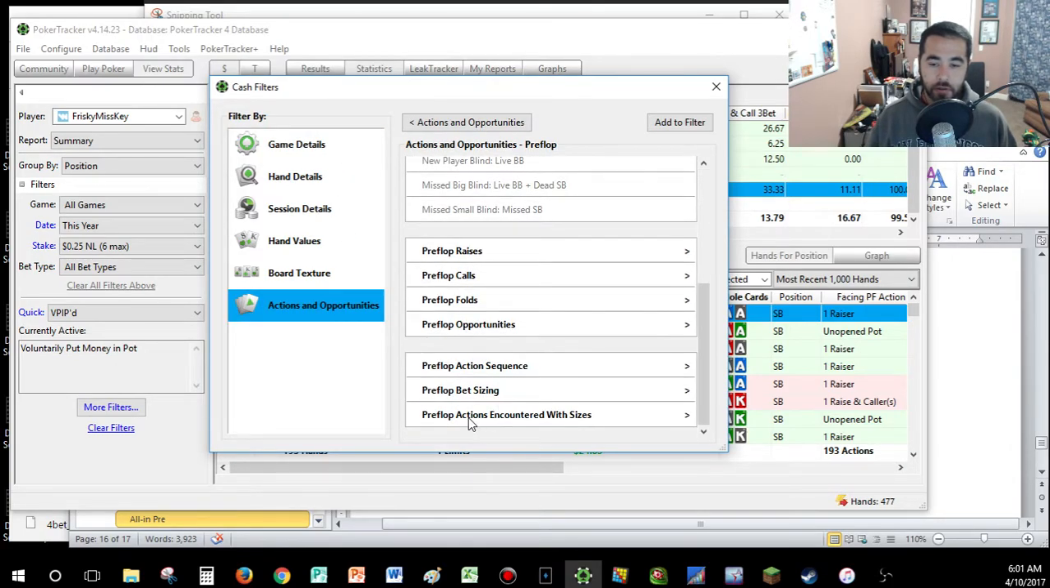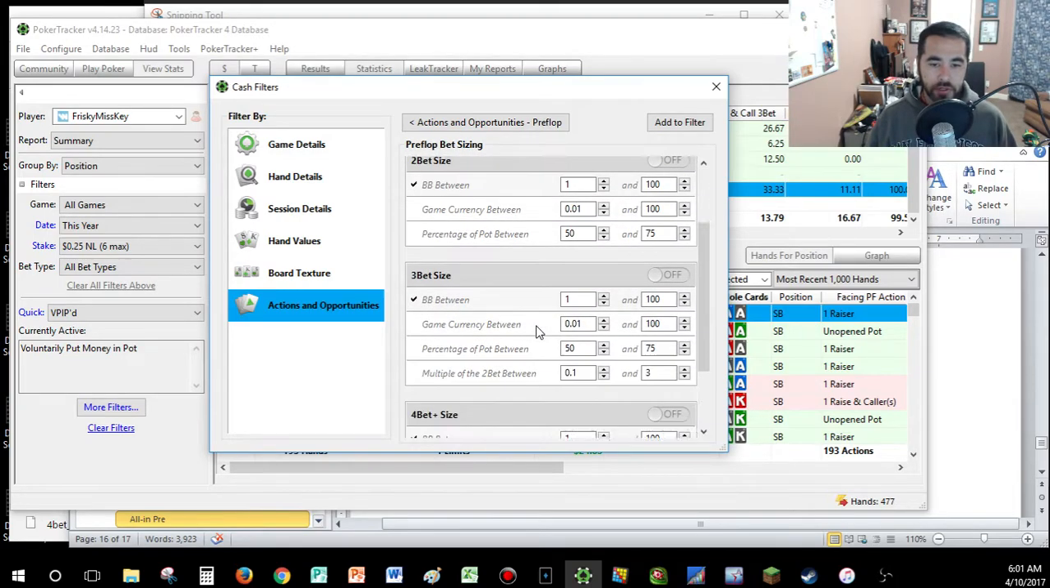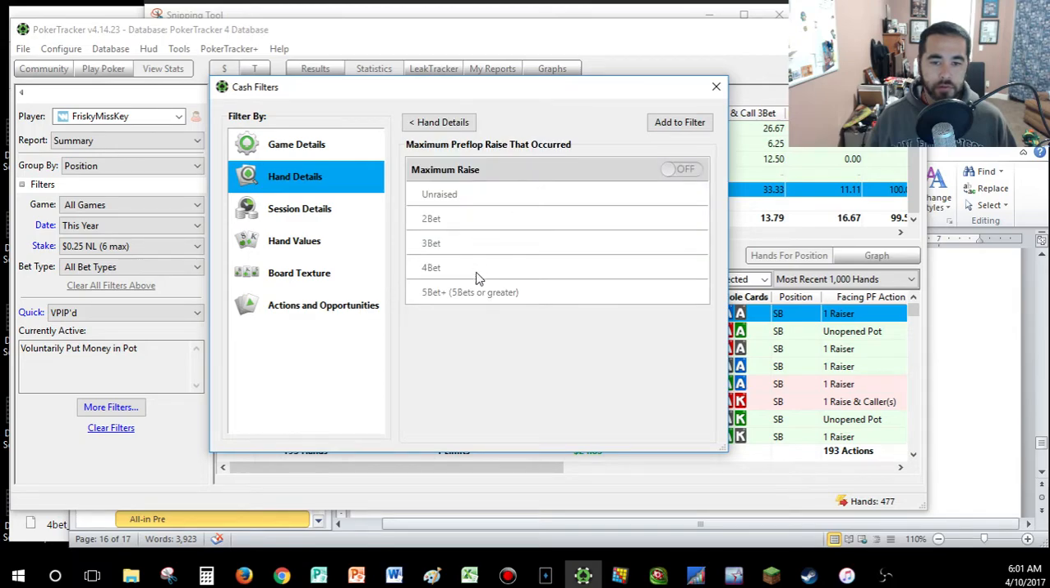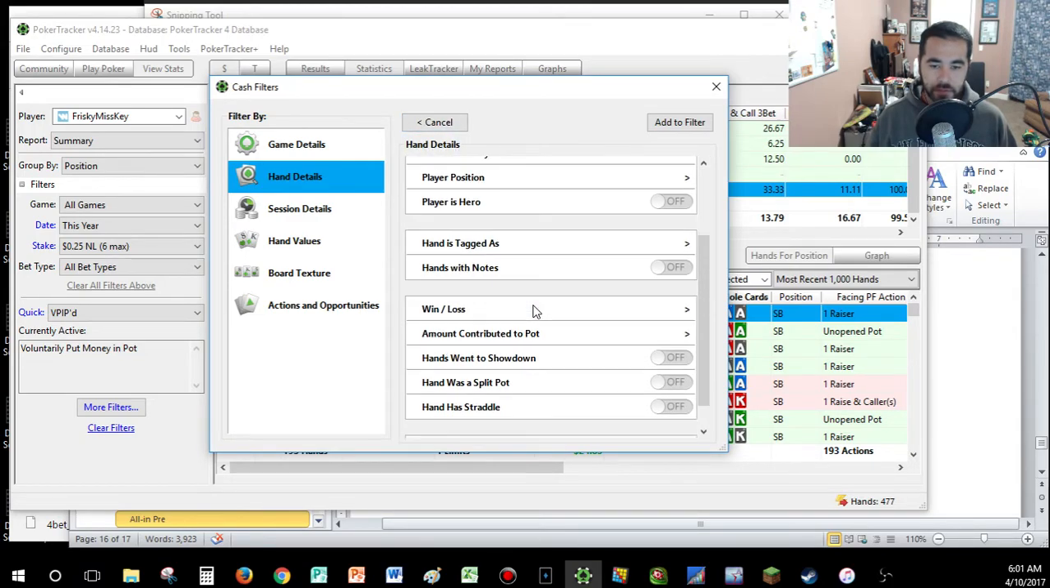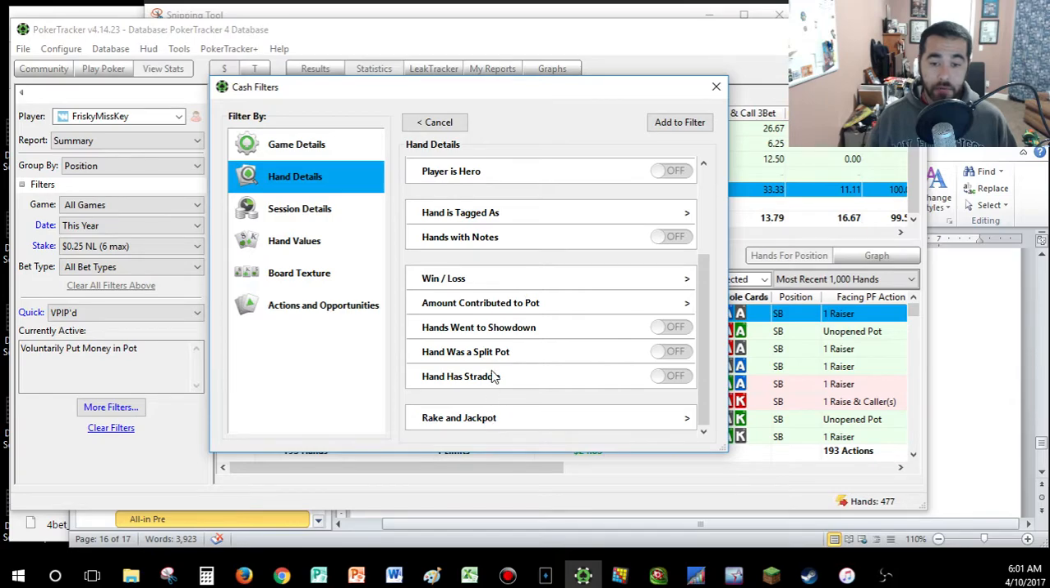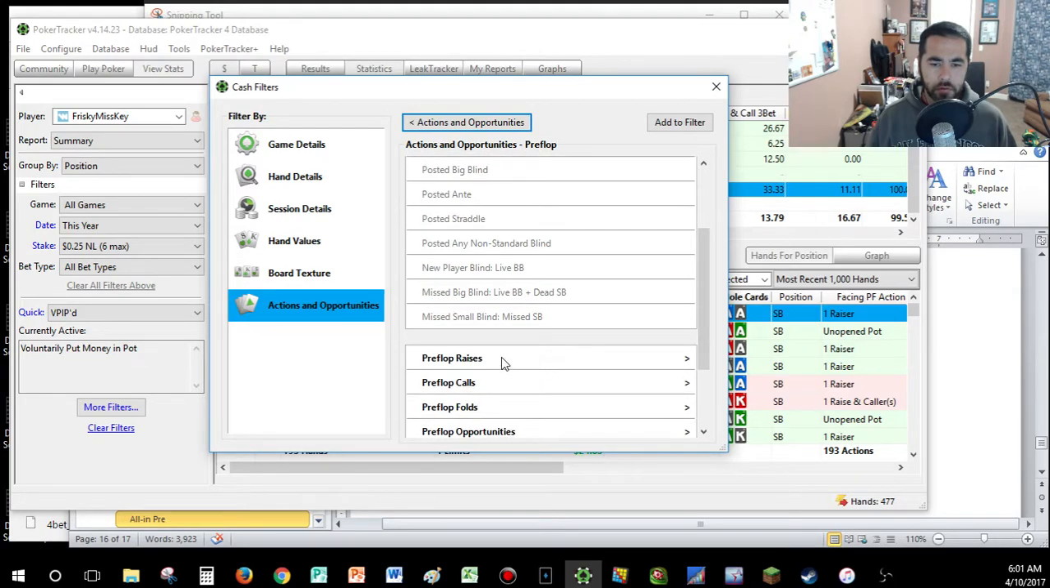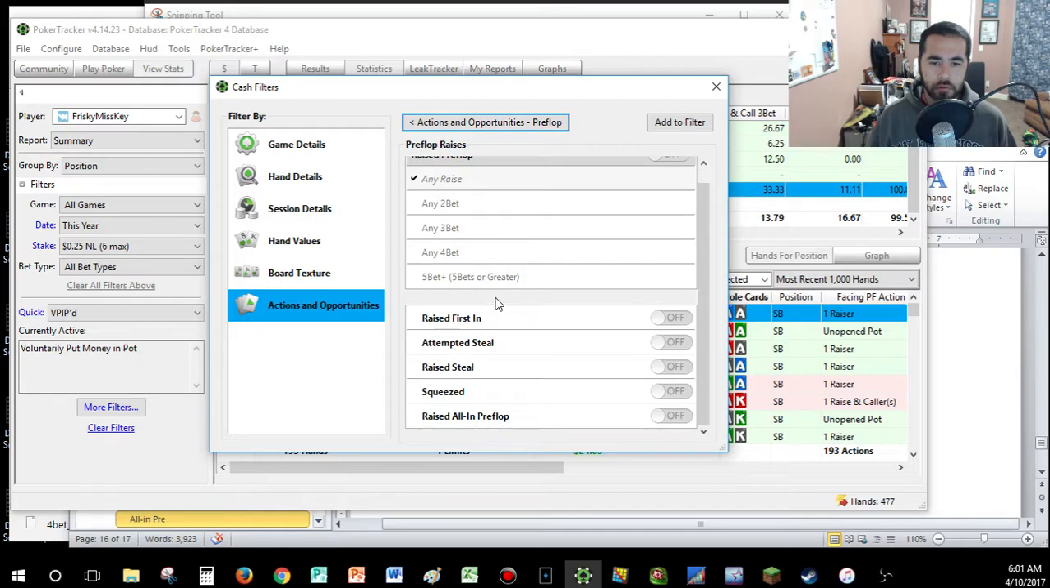Pre-flop actions encountered with sizes. I don't remember where you see this at. 2-bet, 3-bet, hand details. Nope. This is something I haven't looked for in a long time. Oh, raised all in pre-flop.